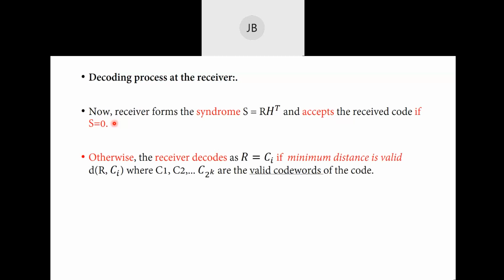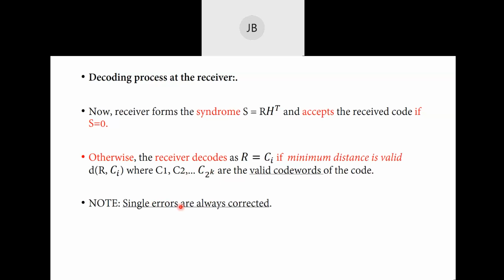Otherwise, it has to check the H transpose and find out where the error is. Okay, so now the receiver decodes as R is equal to Ci. It considers that code word. If the minimum distance is valid, then it is also a valid code word. See, you have so many code words possible, C1, C2, because we have k number of data bits. So with that we can have 2 power k number of code words.